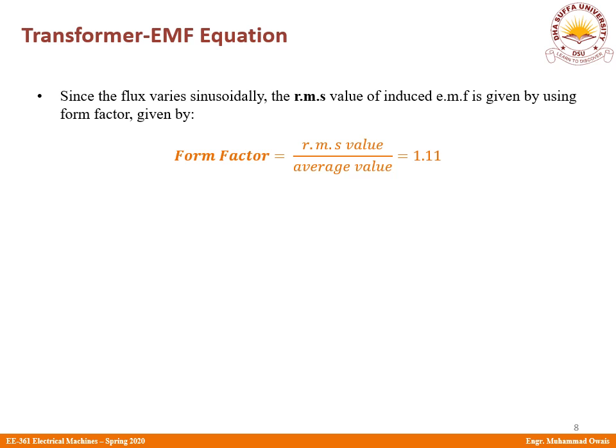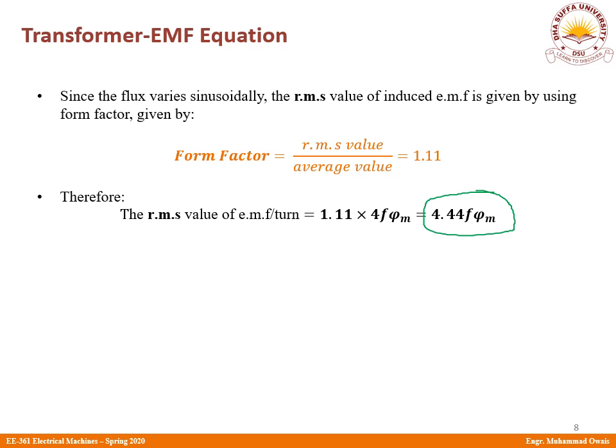Since I have my average value, I can now find the RMS value as well. So the RMS value of EMF per turn is given by 4.44 f phi m. So this is now my RMS value of EMF per turn. We shall be using this relation in some of our numericals. We need to remember this: this is the RMS value of EMF per turn.